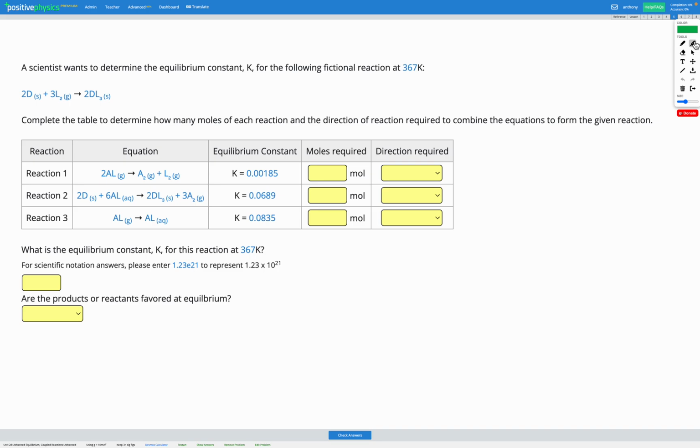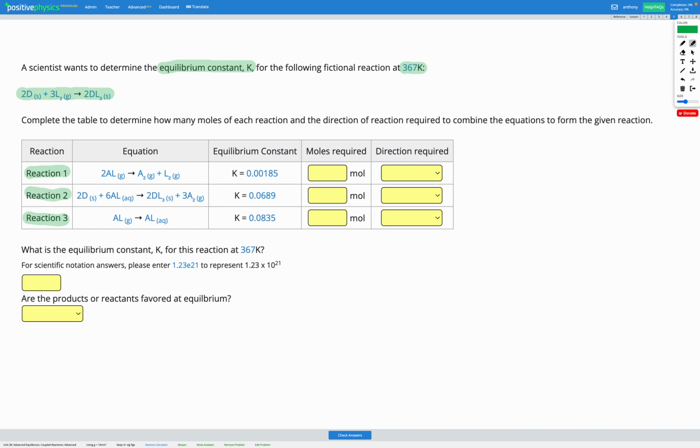In this question, a scientist wants to determine the equilibrium constant K for the following fictional reaction at 367 Kelvin. So we've got 2D solid plus 3L2 gas gives 2DL3 solid. We're given 3 step reactions. Our goal is to figure out how those step reactions are going to combine to give us our goal reaction. Then we're going to use that to figure out the equilibrium constant of our goal reaction.